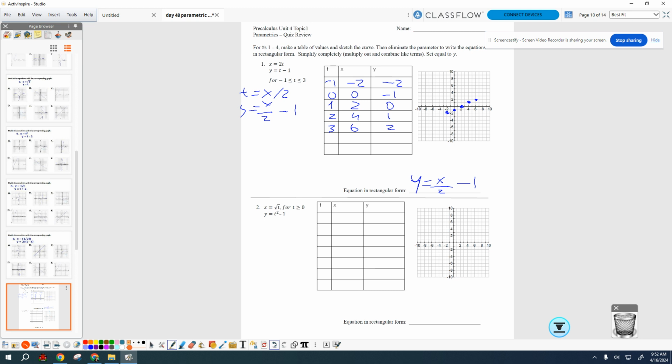So Monica chose to solve for t in the first one, in the x equation, which is the right choice because I want you to solve for y in the end. So she said t equals x over 2, and then got rid of the t and said y equals x over 2 minus 1. She found these coordinates and graphed them. Do you guys agree with the coordinates?